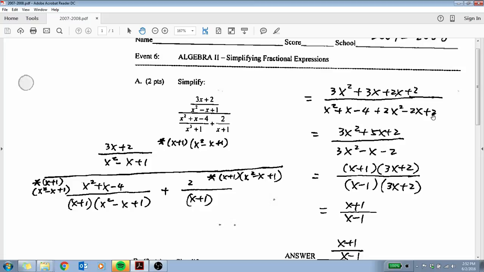Notice now we just have one fraction where we can combine like terms. For the numerator, we get 3x squared plus 5x plus 2. For the denominator, you get 3x squared minus x minus 2. I can factor both the numerator and denominator. Numerator, I get x plus 1 times 3x plus 2. Denominator, x minus 1 times 3x plus 2. I can cancel the 3x plus 2's, and I'm left with x plus 1 over x minus 1.